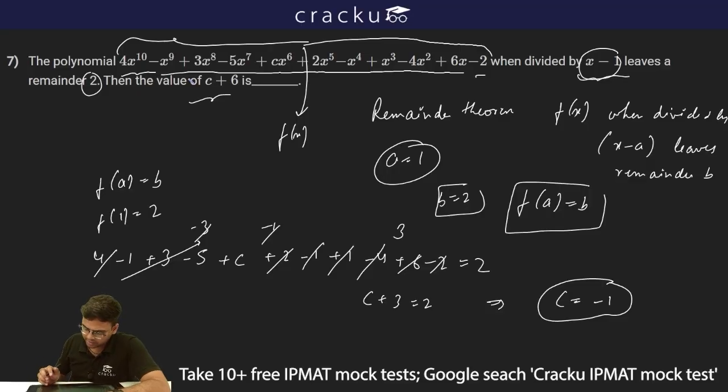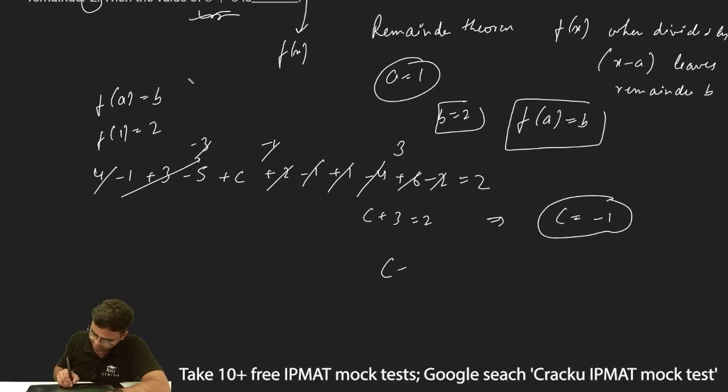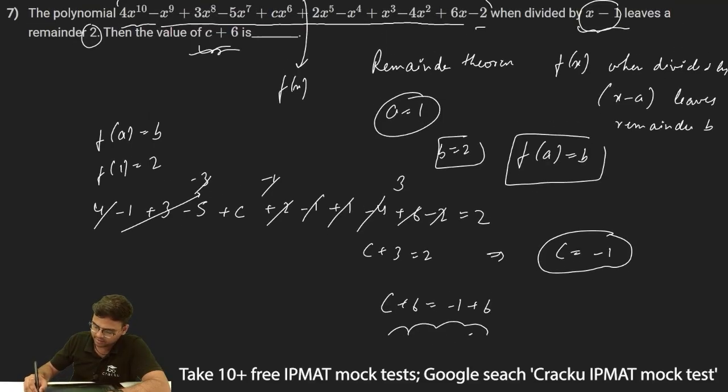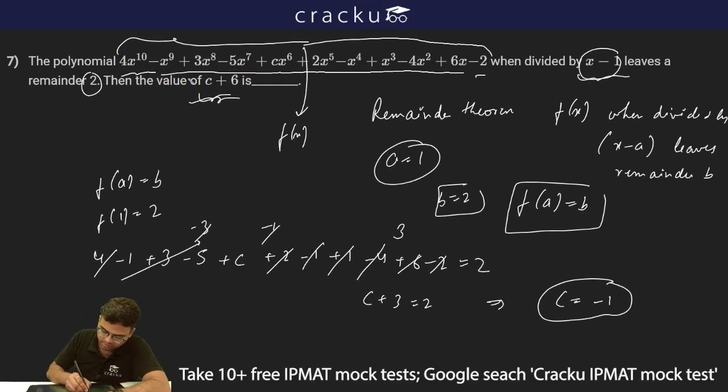If c is equal to minus 1, we have to find the value of c plus 6. So c plus 6 will be equal to minus 1 plus 6, so c plus 6 will be equal to 5, and therefore the value of c plus 6 will be equal to 5.